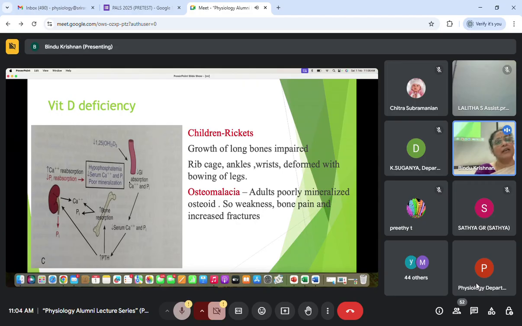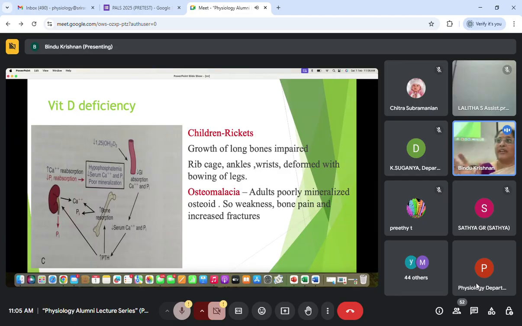So since there is less absorption of calcium and phosphate, my serum calcium and phosphate are going to be less. So that will be the stimulus for my increased parathormone secretion. Now that parathormone is going to act on the bone and try to increase, through bone resorption, my calcium and phosphate. But the same PTH will act on the kidney and remove the phosphate. So at the end, what do I have? I have less calcium and less phosphate. So I have poor mineralization of the bone happening.